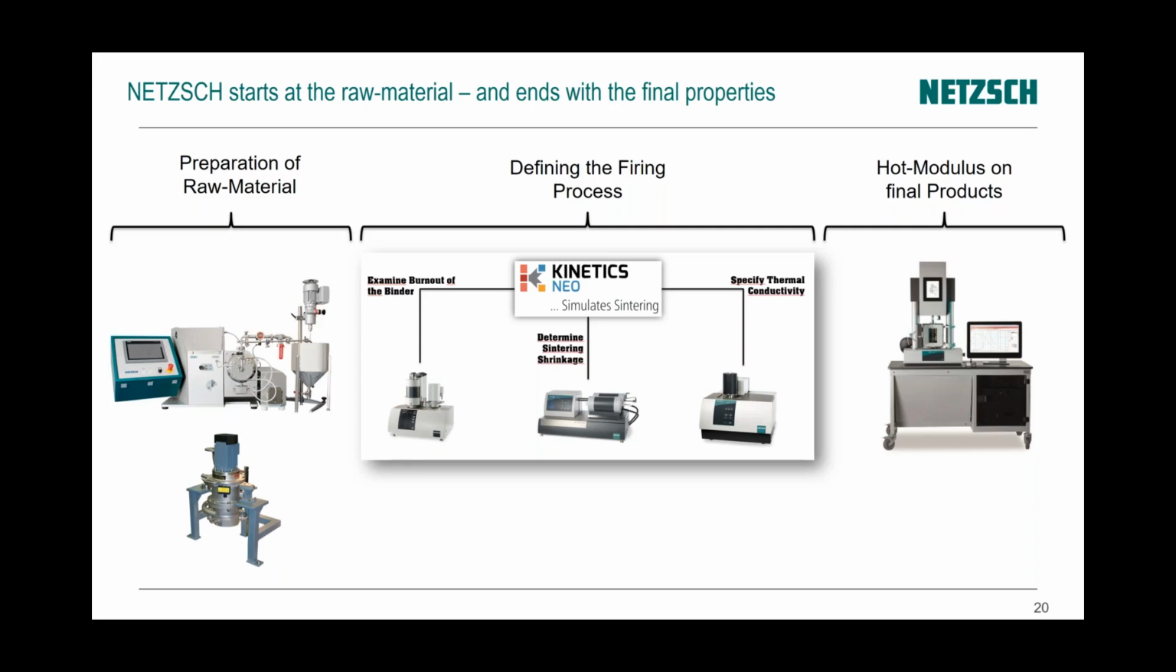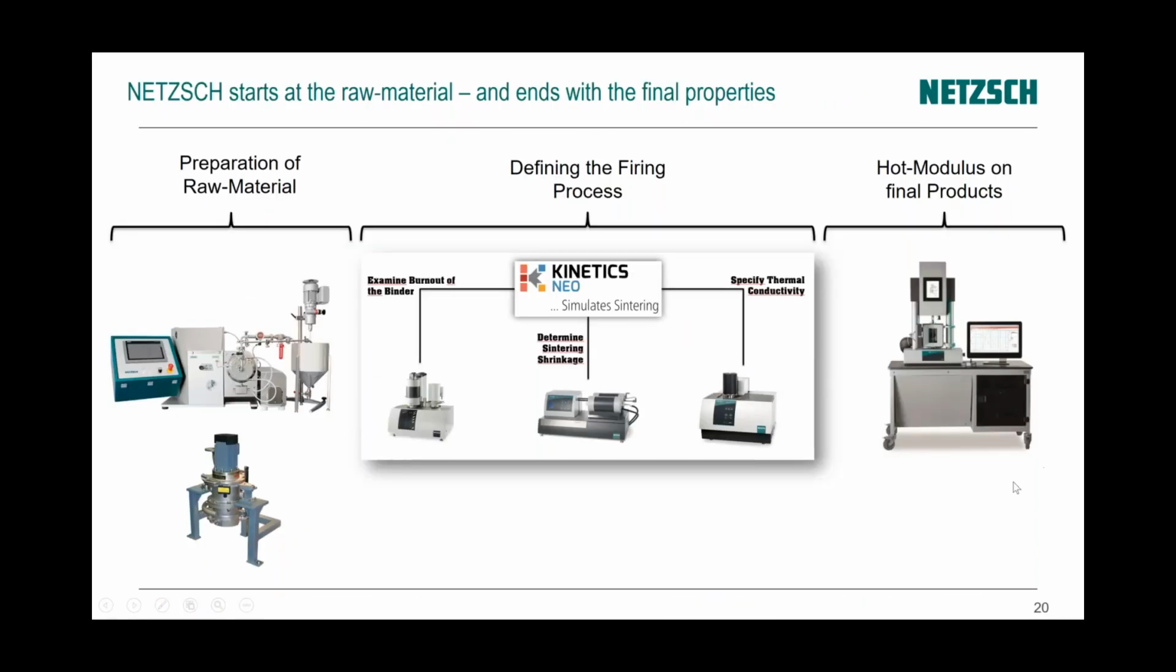When we talk about the other side of the process, the finished product, we are also able to determine dynamic mechanical properties on finished sintered ceramic parts. This is a mechanical test procedure which is able to get properties like E modulus or Poisson ratio of your material, so in principle the damping behavior of your material up to a temperature range of 1500 degrees C.